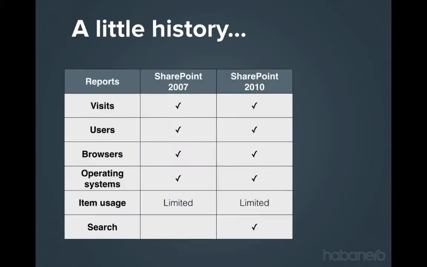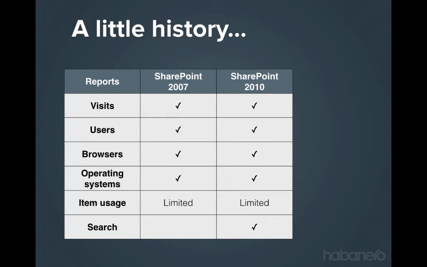I'll start by going back a little bit in time. Let's start with SharePoint 2007 and 2010. There were some basic out-of-the-box reports and data that were included with those packages. You could get information about visits, so where people were going, basic user information, the top users. You can get information about the browsers and the operating systems that people might be using. And there was some very limited information about items. By items, I mean things like documents, pages, list items, even web parts.